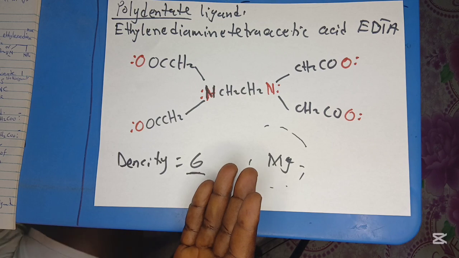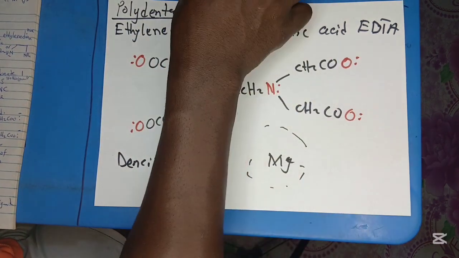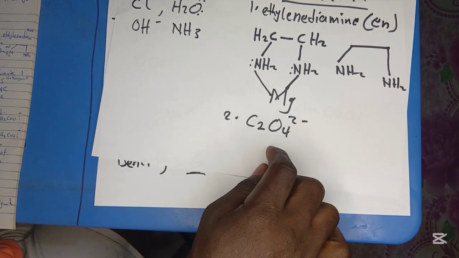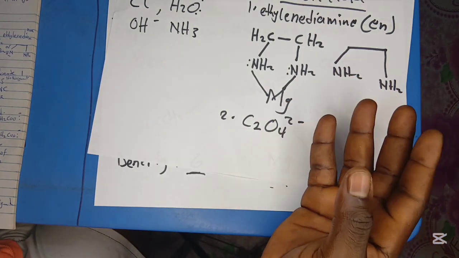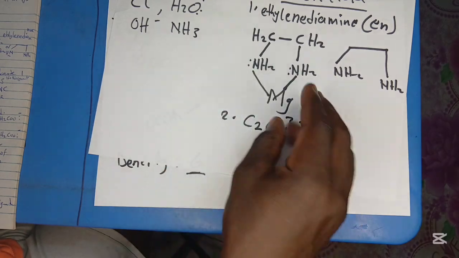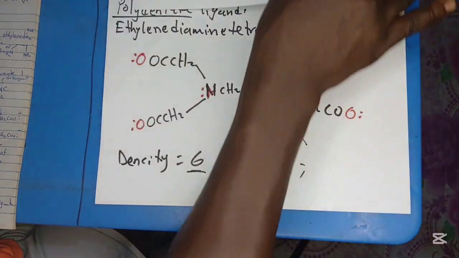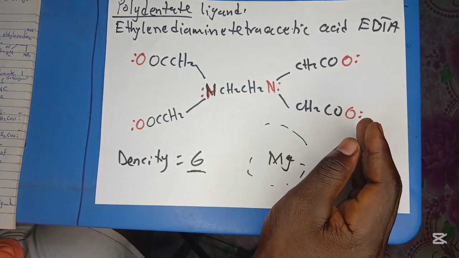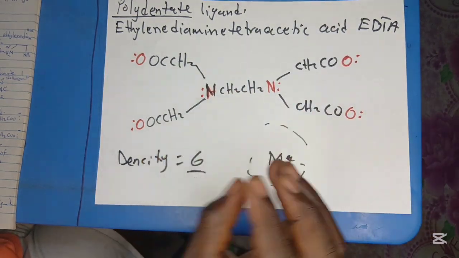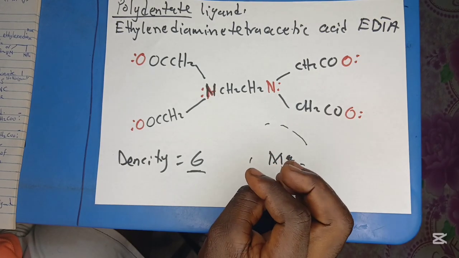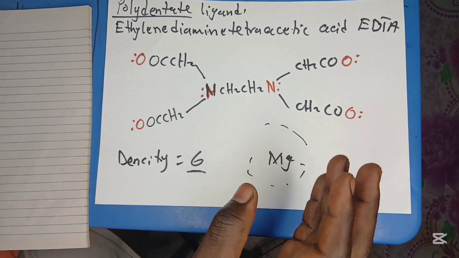Bidentate ligands can also do the same. For instance, the oxalate ion can also do this. Ethylenediamine can sometimes do the same because it has two donor atoms. So these two donor atoms can form a bond with the metal ion at a time. But that of EDTA is very strong. It's going to form a very stable complex with the metal ion. So that is why it is applicable.